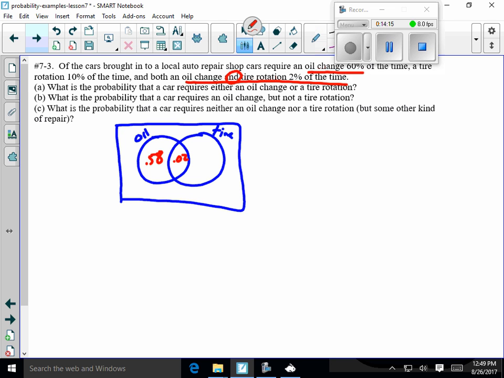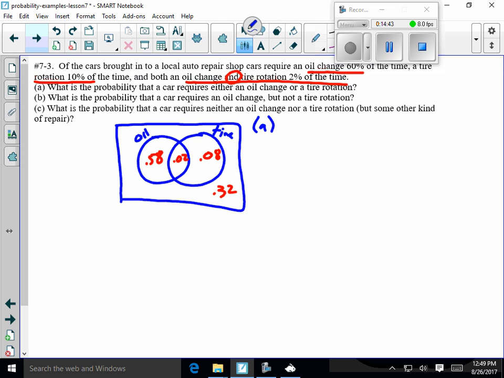And then we know there's a tire rotation 10% of the time. If I subtract the 2% here, there's 8% left there. And if I add this all up, there's 58, 2 more, and then 8 more. That's 68%, which leaves 32% left over, which would be outside. That's the complete Venn diagram. So always start a Venn diagram by filling in from the most inside row out. Okay, so we'll work on each of these.